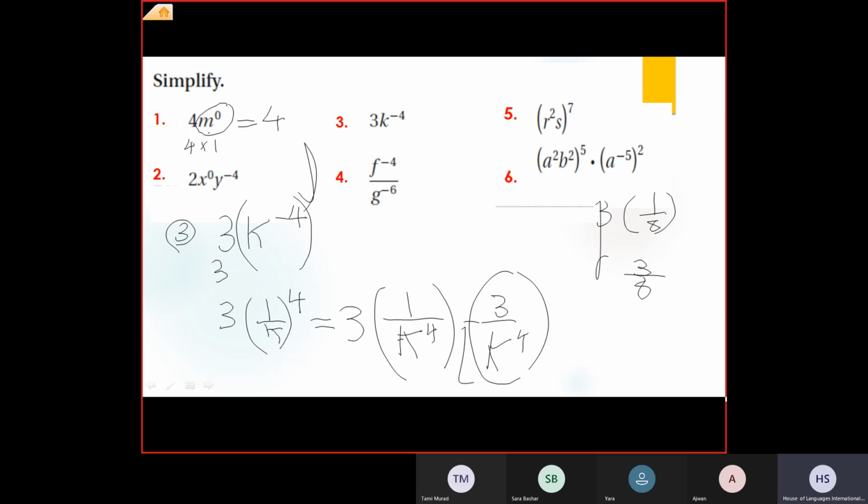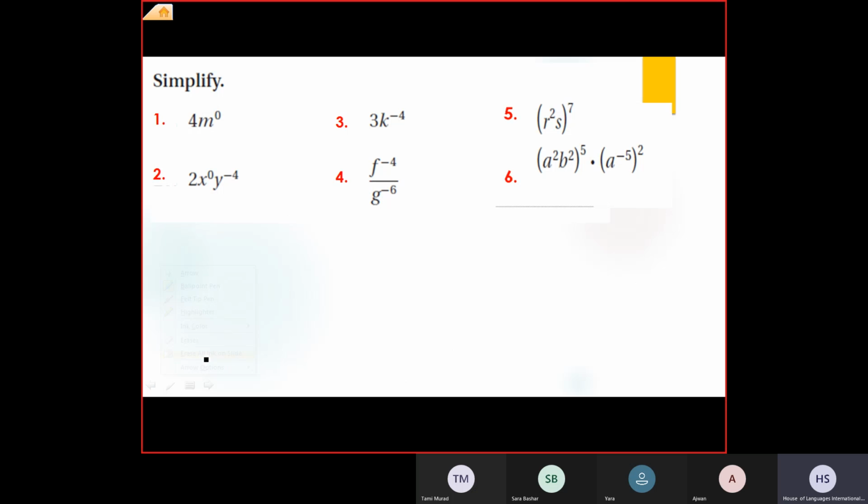Now, let's go to number 5. Number 5, yalla. r squared times s, and it's raised to 7. What do you have to do here? Here, they are multiplied. I will give you numbers.